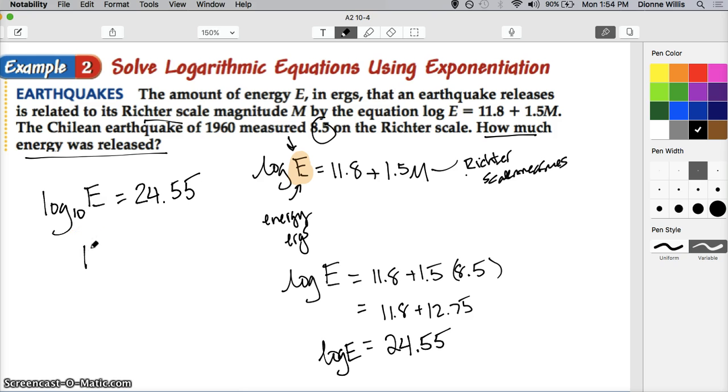So how would we solve this? Well, we know that we can rewrite this in its exponential form as 10 to the 24.55 is equal to E. And so there it is. We've solved it. I'm sure we can come up with a calculated value where we've got a bunch of zeros and things, but we're going to leave it like this.